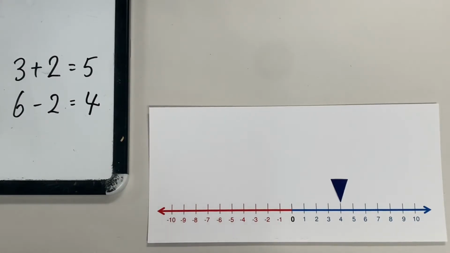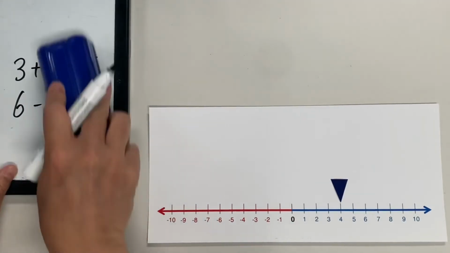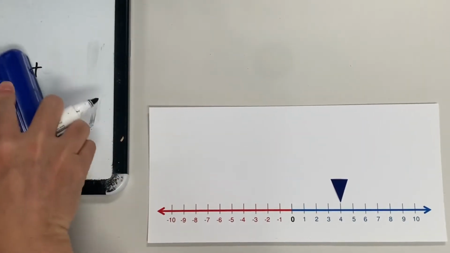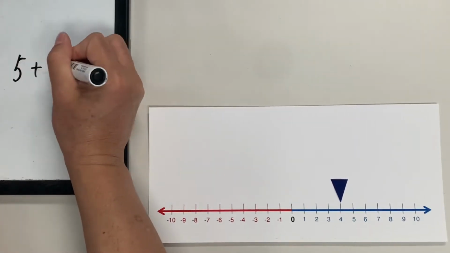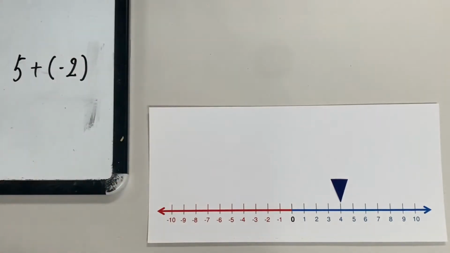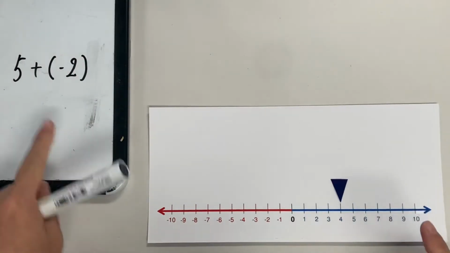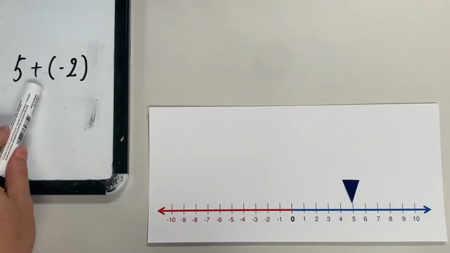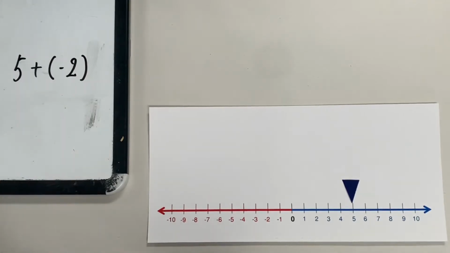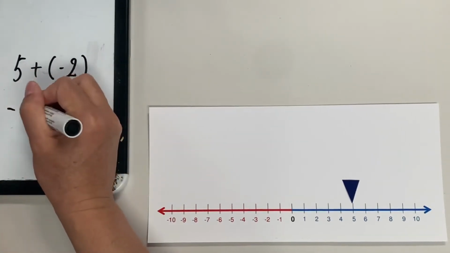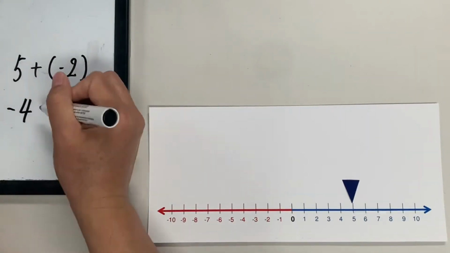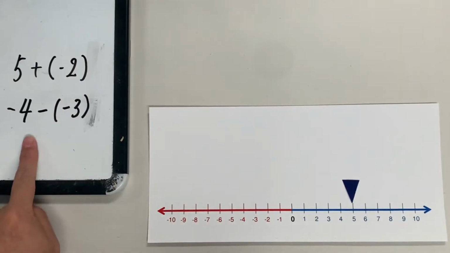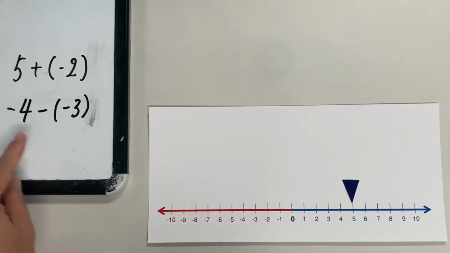So we're talking about questions like, let's change it, 5 plus negative 2. So we start from 5, then we add negative 2. Or the question is something like negative 4 minus negative 3. Things like this can be very confusing.